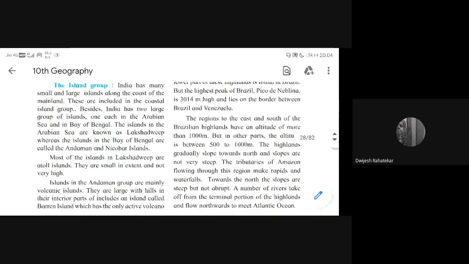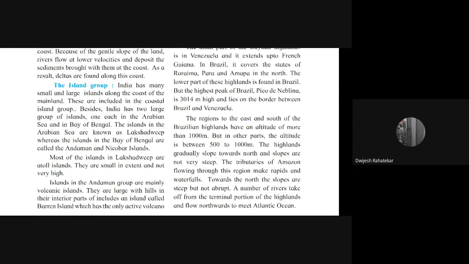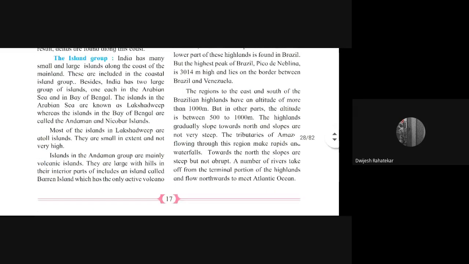India has many small and large islands along the coast of the mainland. So what is mainland India? Mainland India is from the Himalaya to Kanyakumari, from Kashmir to Kanyakumari, and from Gujarat to Arunachal Pradesh. Apart from this mainland, we have some islands. म्हणजेच काय आपल्याकडे बेट आहेत आपल्या इंडियाची. So what are these islands? We will see. These are included in the coastal island groups. Basically, these are in the coastal regions of India, and some are away from the coastal regions of India.